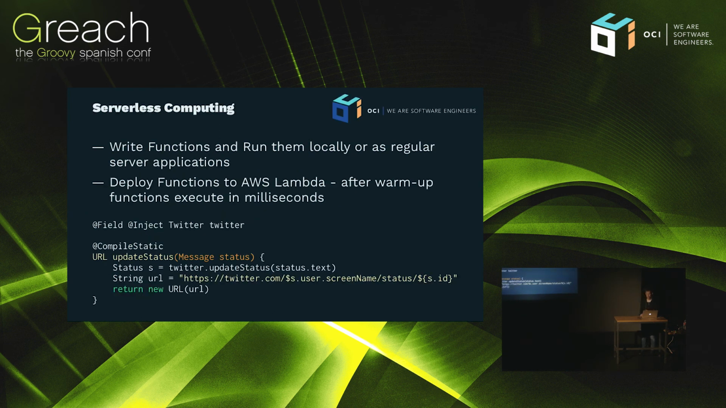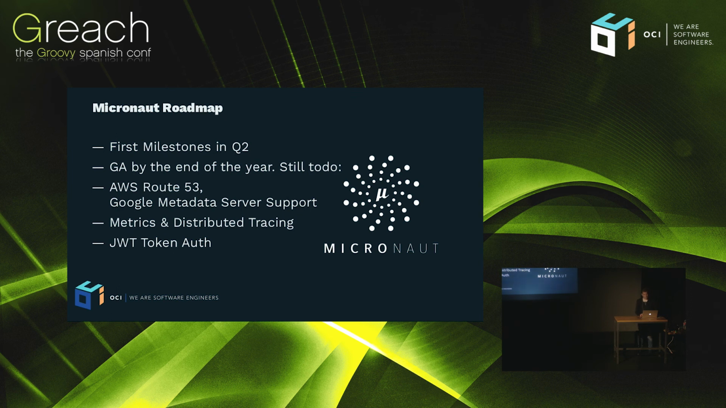Serverless computing: you can write functions and run them locally or as regular server applications. You can deploy functions to AWS Lambda. After the warm-up, the functions execute in milliseconds, with full dependency injection, no compromises when writing functions, no having to do halfway solutions. In terms of the roadmap, we'll be releasing the first milestones in Q2 and going GA by the end of the year. We still have a few items to do. We want to add support for Route 53, Google Metadata Service support, metrics and distributed tracing, and JWT token authentication support. But you can expect the first milestones to be out very soon.